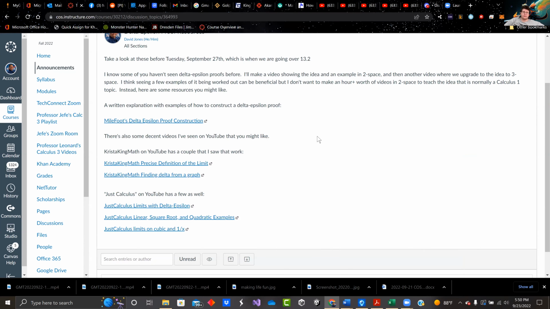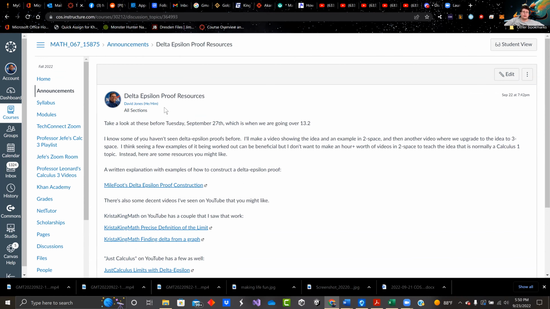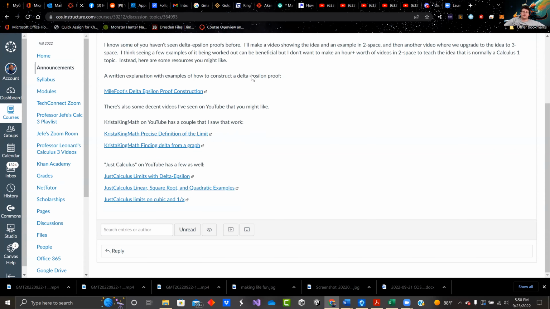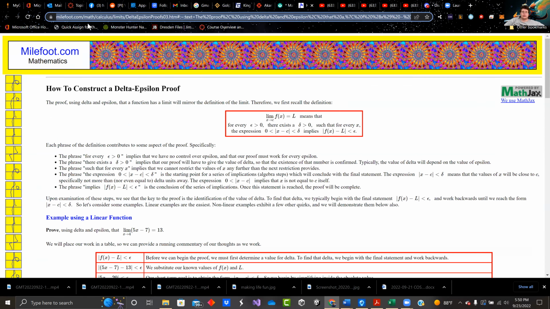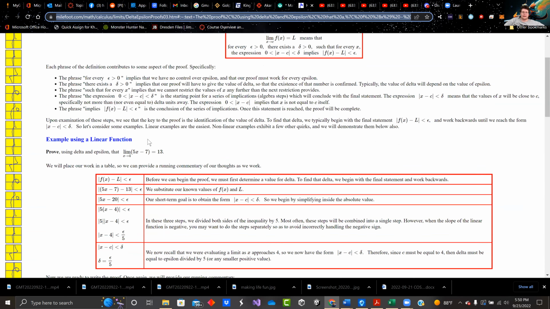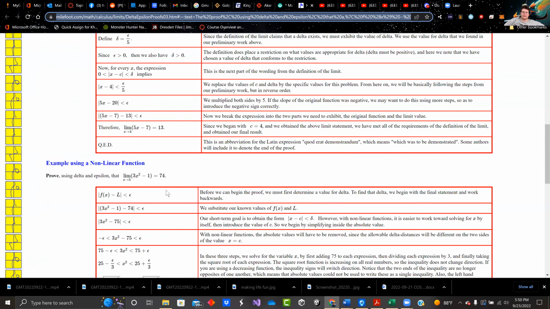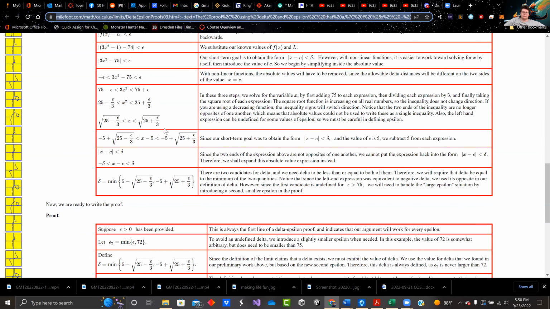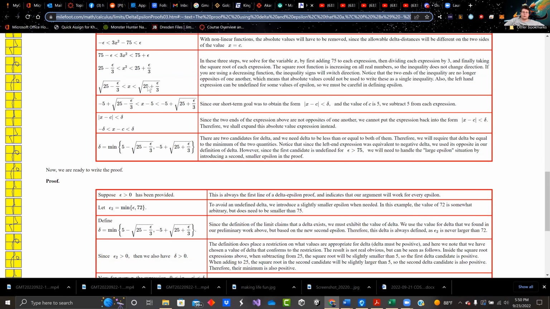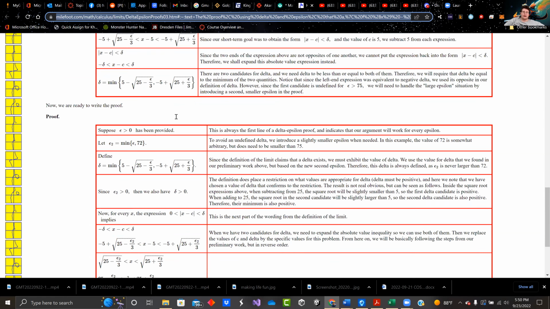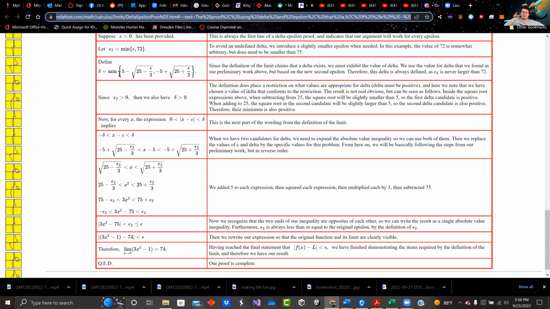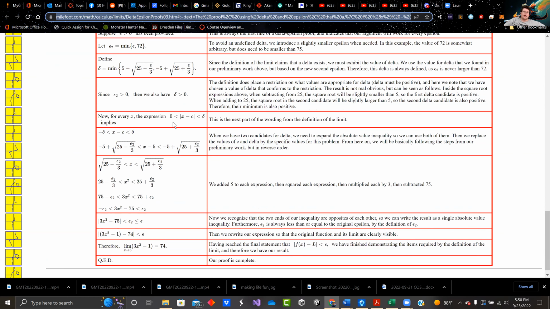I have some resources in our Canvas section. And then if you look in the announcements, there's a section called Delta Epsilon Proof. There's a good website by Milefoot that walks through how to do these and gives a couple examples, including nonlinear functions like x squared, that we got a quadratic there. Some weird functions like this.